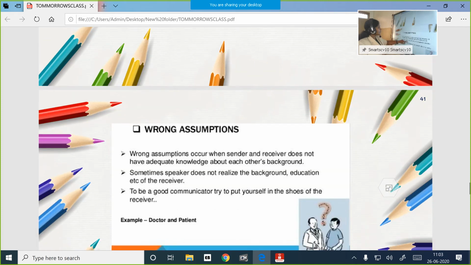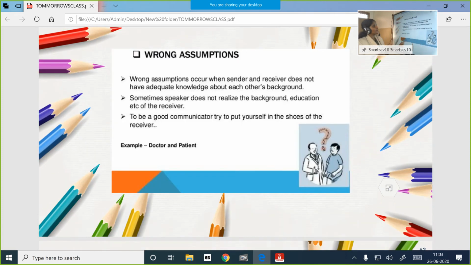Now, see, wrong assumptions is how the people will take it. Then sometimes when we speak, we do not realize the background and education of the receiver. See, when I was asked to take a class in 5th standard on the same topic which we take in 11th standard, the 5th is a very milder one and the 11th is a very deeper one.